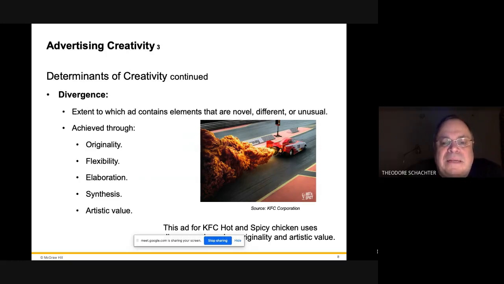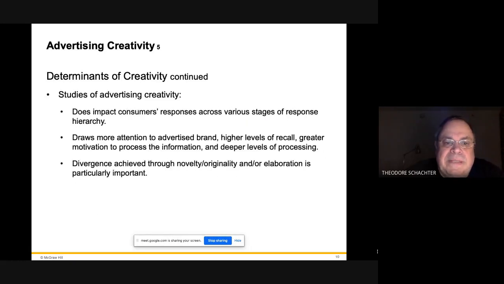Now, this will never be asked on a test. The determinants of creativity, but you should know everything I mentioned before we saw this slide. So we can skip ahead over this.